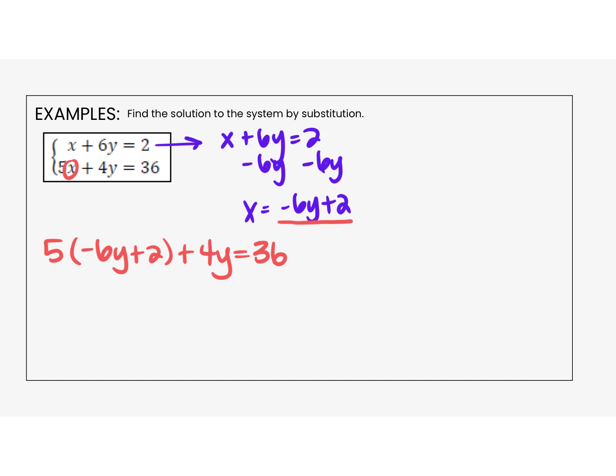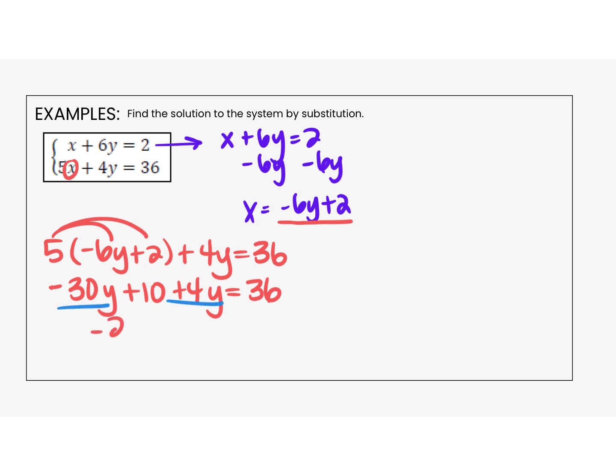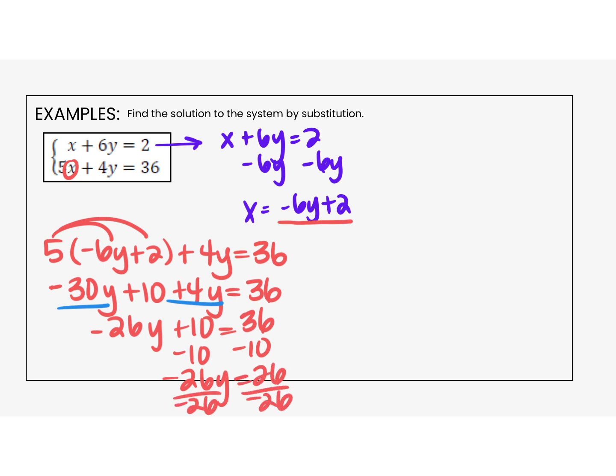So I get negative 30, I'm going to distribute this, plus 10 plus 4y equals 36. Negative 30y plus 4y, those are like terms. So I get negative 26y plus 10 equals 36. Subtract 10. So I get negative 26y equals 26. Divide by negative 26. So y equals negative 1.